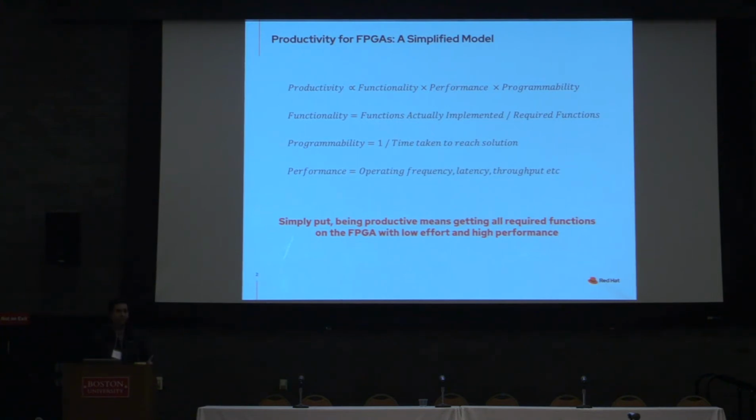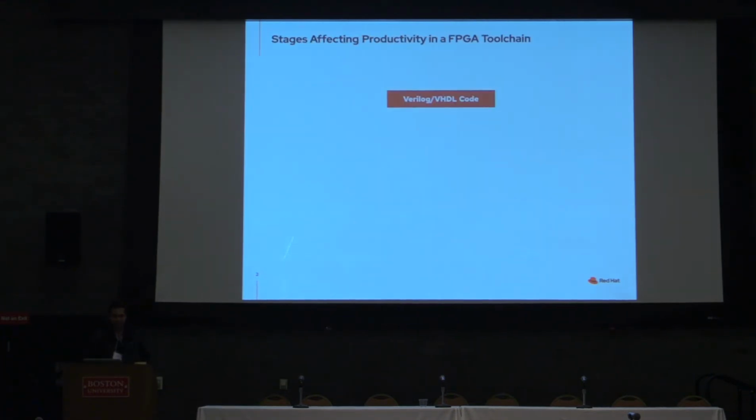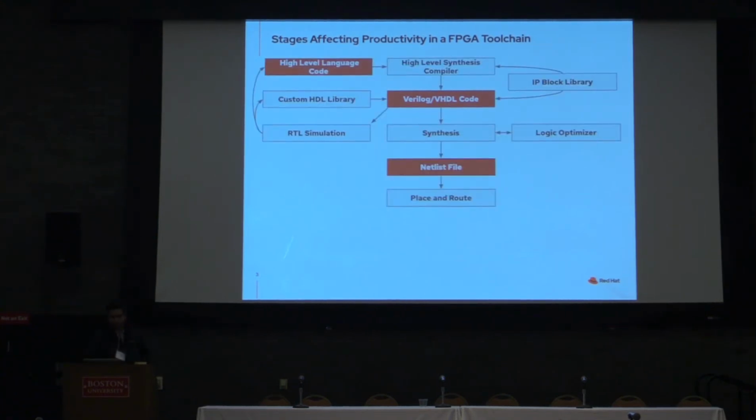Where does productivity come from? Well, just like other technologies such as CPUs, productivity comes from the tool chain. Today, when you write CPU code, you're just focusing on the application, and you let the tool chain figure out what's the best way to optimize this for the target architecture.